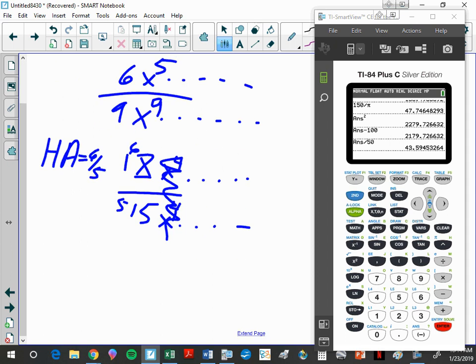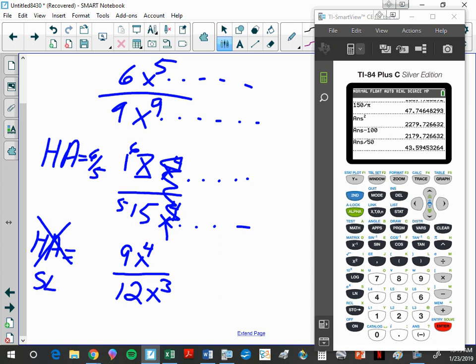Okay? What if I have 9x to the 4th over 12x to the 3rd? Where's the HA? Nope. No. Where is the HA? It's a trick question. There is no HA. Why? The top is bigger than the bottom, so it doesn't have an HA. It has a slanted asymptote, right? Which is going to have a slope of 3/4.